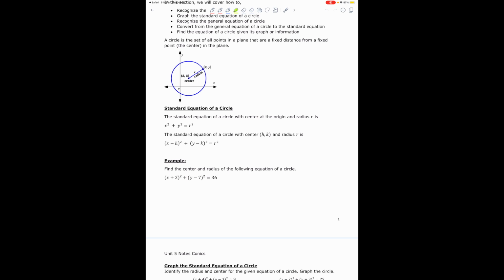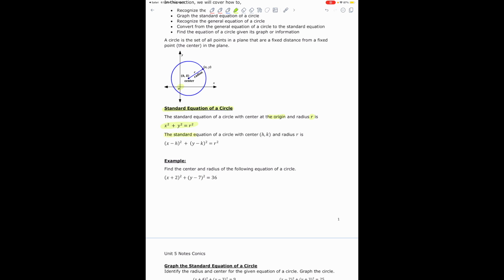There is what we know as the standard equation of a circle. The standard equation of a circle with the center at the origin, the origin is the point of intersection between the two axes x and y, which is 0 and 0, and radius r is x squared plus y squared equals r squared. That is what we call the standard equation of a circle.